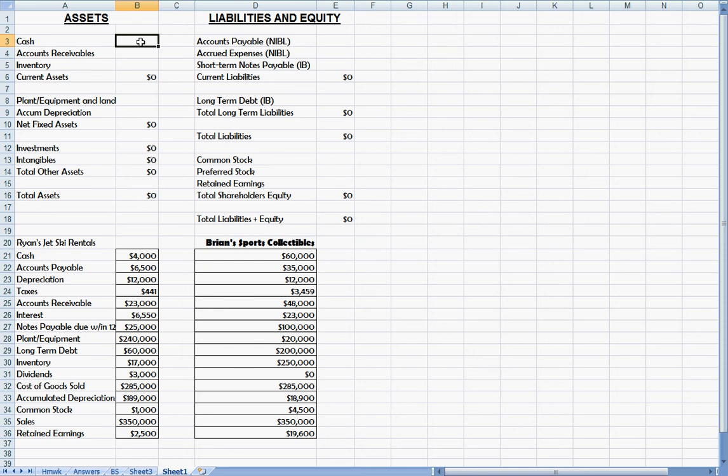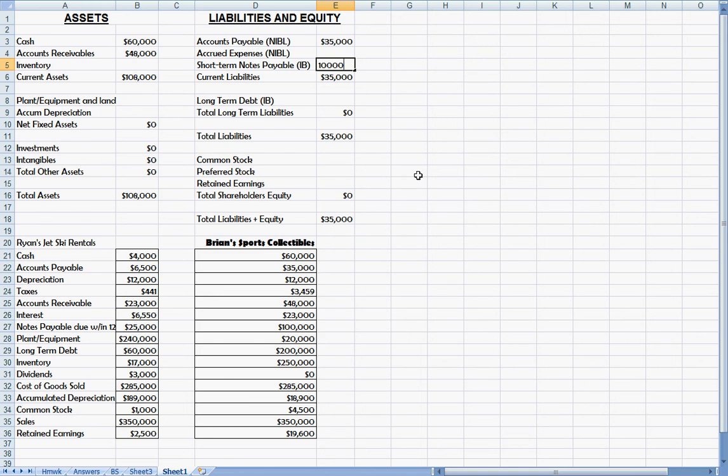Our cash we show is $60,000. We've got accounts payable, which we know is a liability, of $35,000. We've got depreciation of $12,000. It doesn't say accumulated in front of it, so we're not going to use it. We know taxes belong on the income statement, so we won't be using that. But we will be using $48,000 from the AR as the AR. Interest of $23,000, irrelevant to us, but we do care about the notes payable due within 12 months. And that would be our short-term notes payable, and that was $100,000.